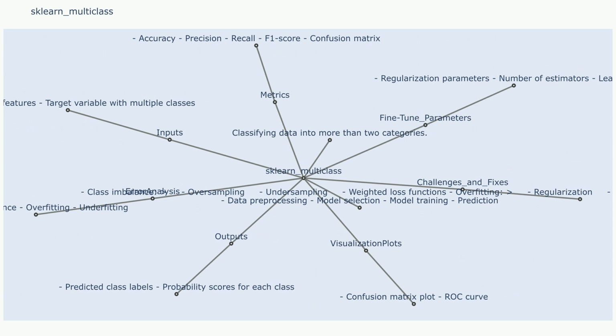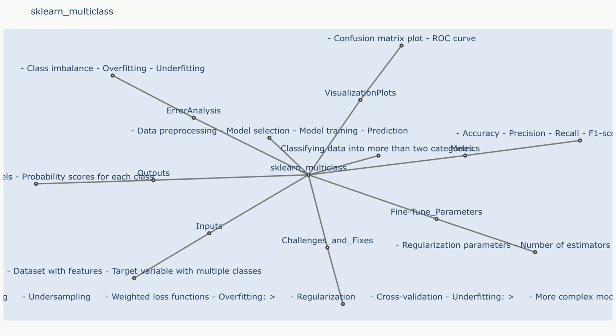Uncertainty methods. Confidence scores. These are probabilities assigned by the model to each class for a given data point. Higher confidence scores indicate a higher probability of the predicted class being correct. Prediction intervals. These provide a range of values around the predicted class, indicating the model's uncertainty about the prediction. Wider intervals suggest higher uncertainty.